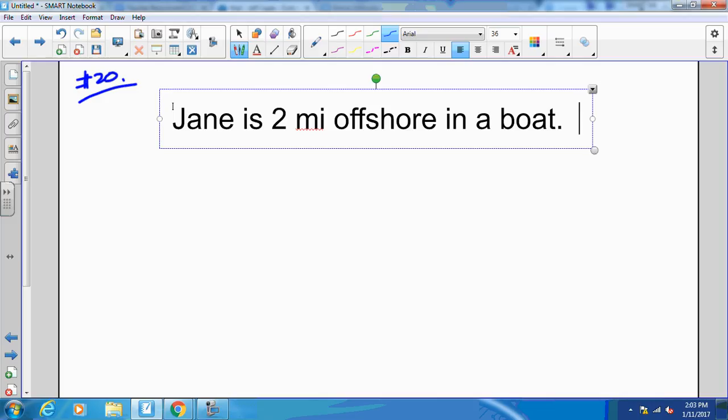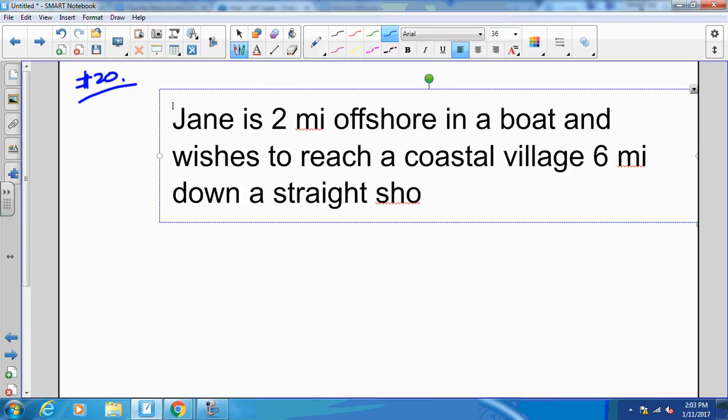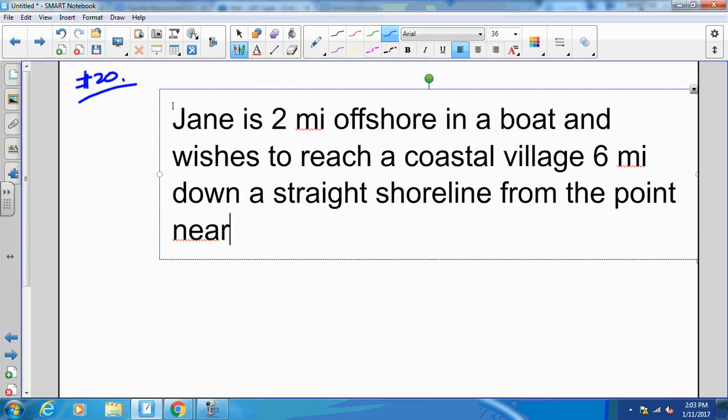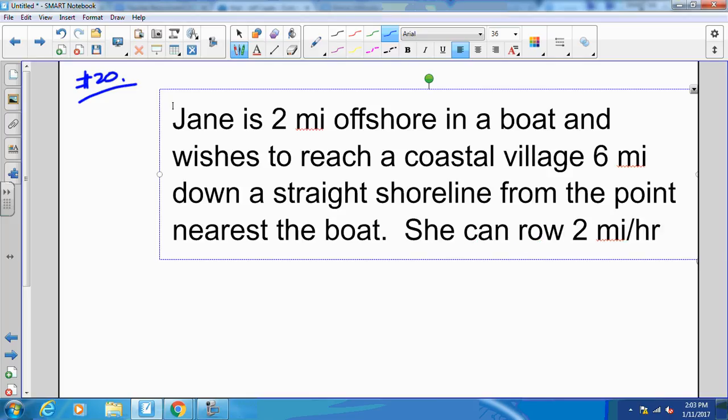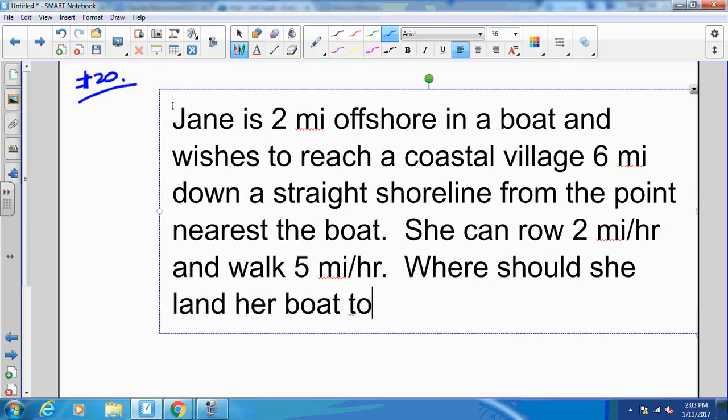And wishes to reach a coastal village six miles down a straight shoreline from the point nearest the boat. She can row 2 miles per hour and walk 5 miles per hour. Where should she land her boat to reach the village in the least amount of time?